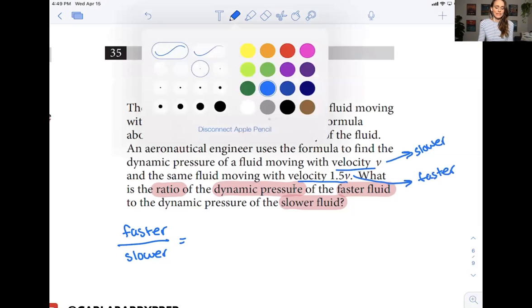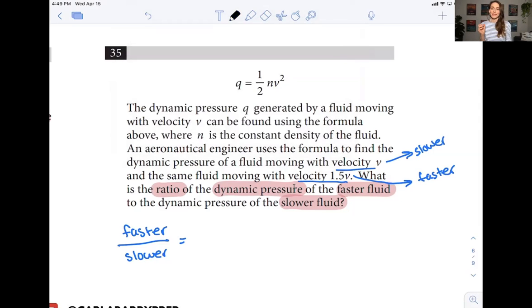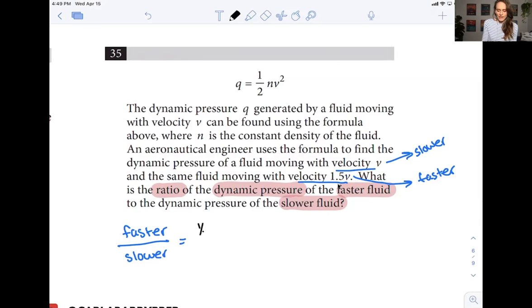Now we have to be really careful when we plug in our v and our 1.5 v, because I see students make a really silly mistake here all the time. So I'm going to put as my faster 1/2 n, and we're going to be careful here. We're going to put the 1.5 v inside of parentheses.